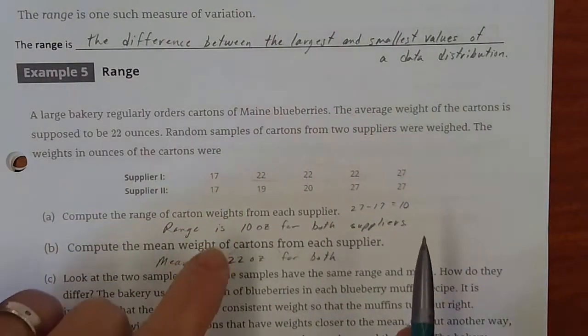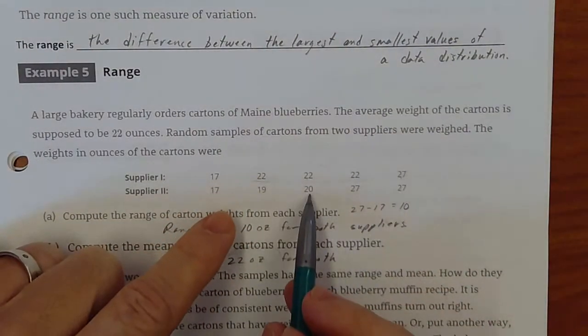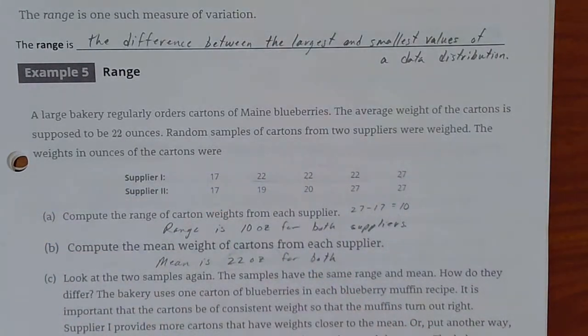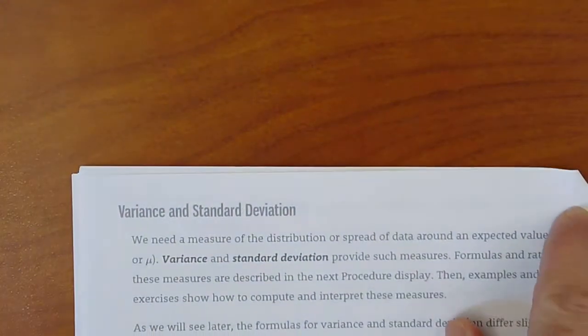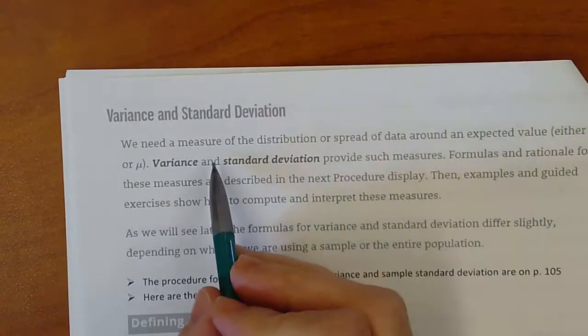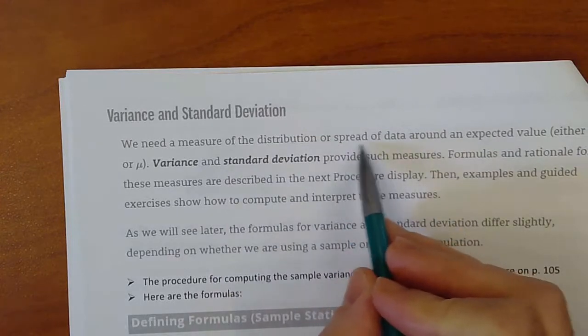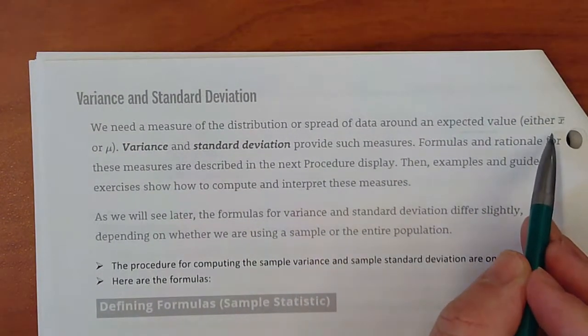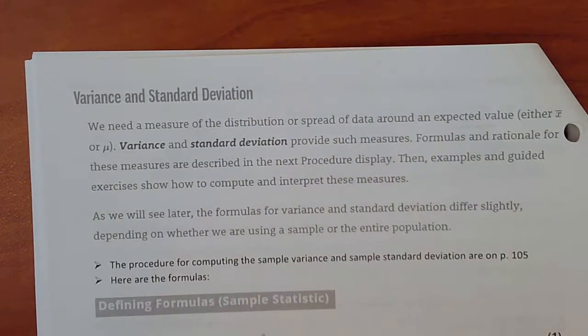Okay, so like we said, they have the same range, but these ones are closer to the mean. So there's going to be a calculation for that, and it's called the standard deviation and variance. So here we go. It does just that. It gives us the measure of the spread of data around an expected value, which is going to be the mean. Okay.